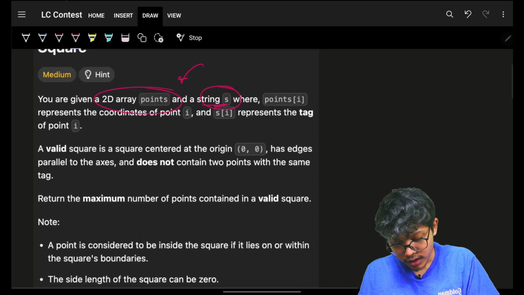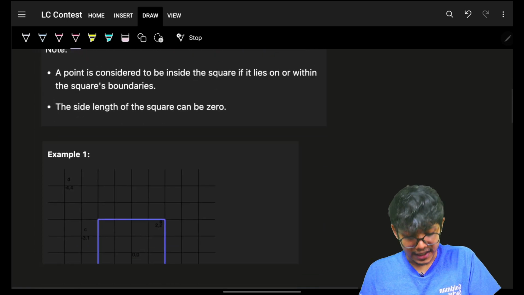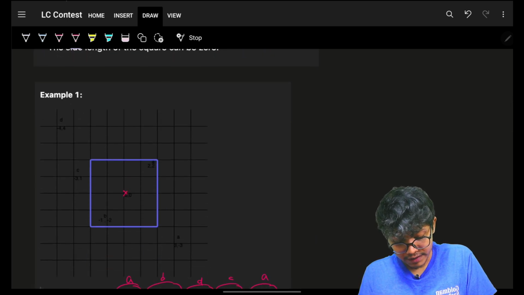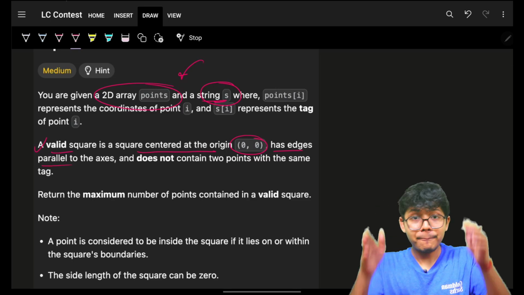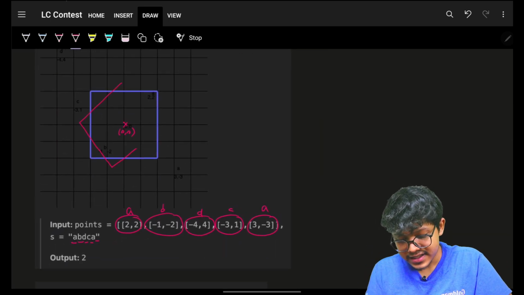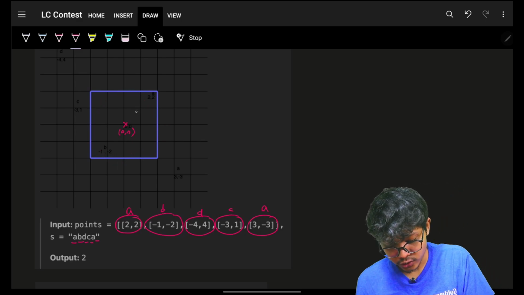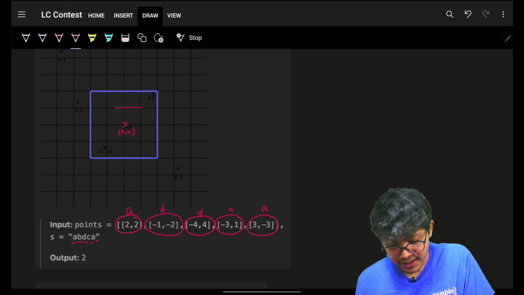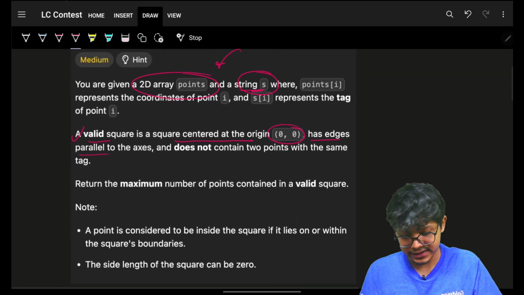Now, a valid square is a square centered at origin. This square will be centered at origin and will have its edges parallel to the axes, which means I cannot have a tilted square centered at origin. This is not a square for me. For me, a square is centered at origin and its edges should be parallel to the actual axes.